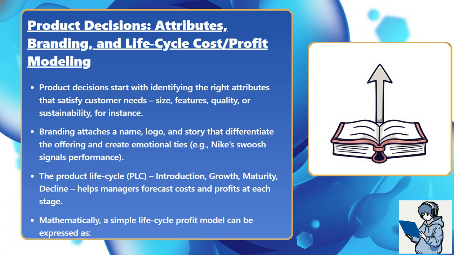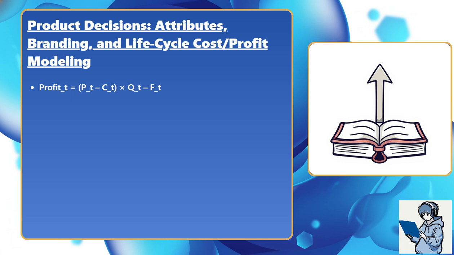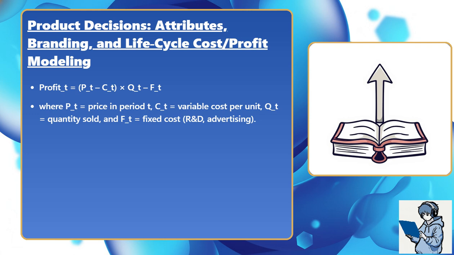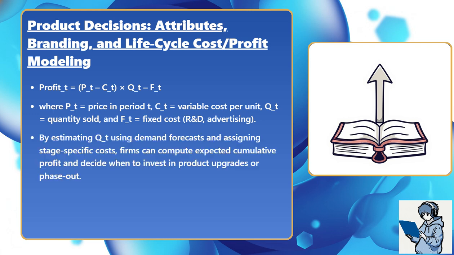Mathematically, a simple lifecycle profit model can be expressed as Profit_t = (P_t - C_t) × Q_t - F_t, where P_t equals price in period t, C_t equals variable cost per unit, Q_t equals quantity sold, and F_t equals fixed cost, research and development, advertising. By estimating Q_t using demand forecasts and assigning stage-specific costs, firms can compute expected cumulative profit and decide when to invest in product upgrades or phase out.